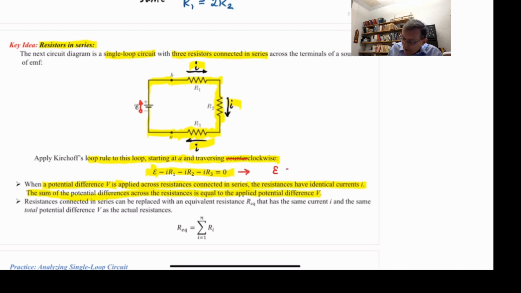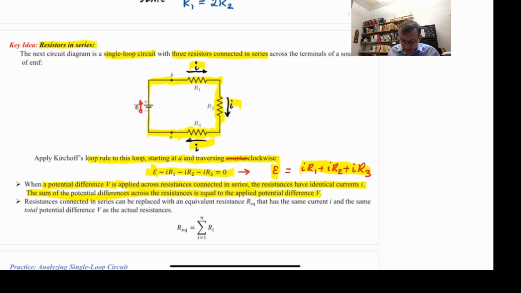E equals IR1 plus IR2 plus IR3. That's just another way to write that formula, right? And here we have the sum of the potential differences across the resistances, and that's equal to the applied potential difference from the battery.